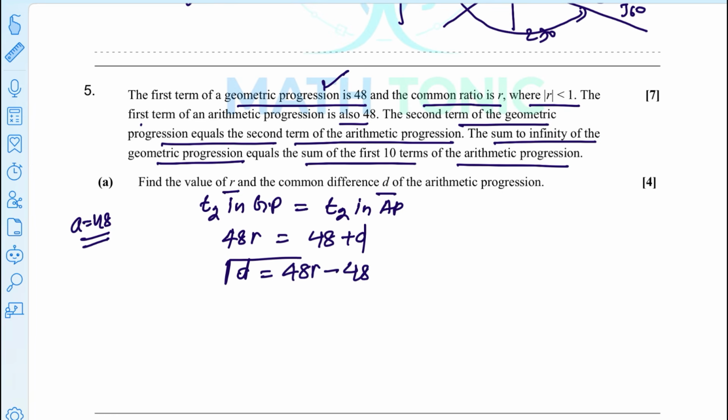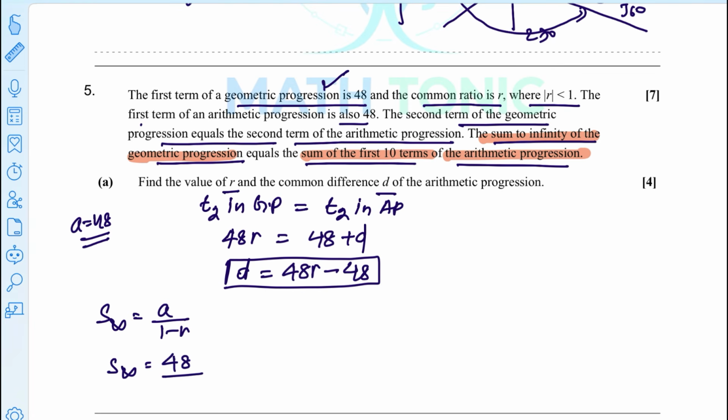This is what I got for the first part, d, in terms of one equation. Is it okay? Now again the question is given that the sum to infinity of the geometric progression equals the sum of the first 10 terms of the AP, right? So first of all I can write down the sum to infinity. The formula is a over 1 minus r. So the sum to infinity equals 48 over 1 minus r. This is what I got, sum to infinity in GP, right?